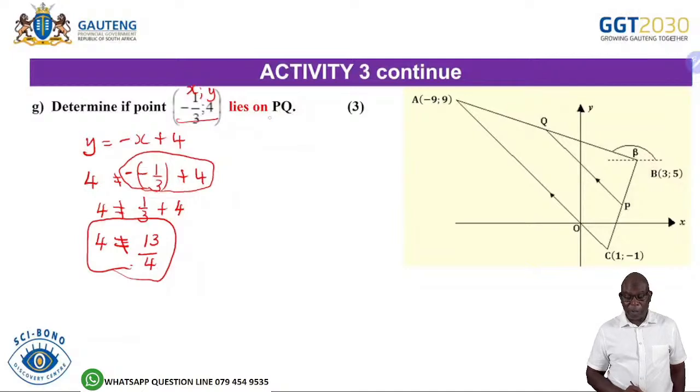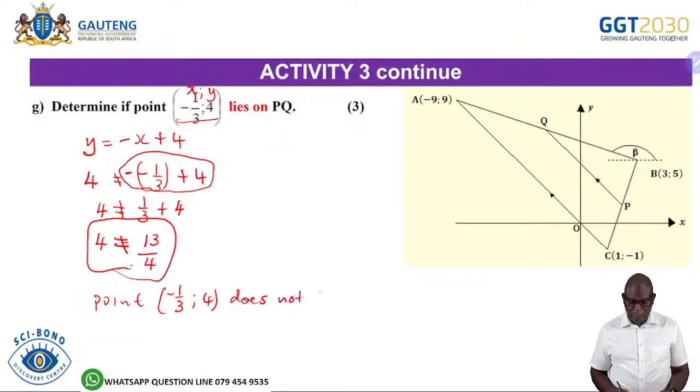So what is my conclusion there? That point -1/3 and 4 does not lie on line PQ.